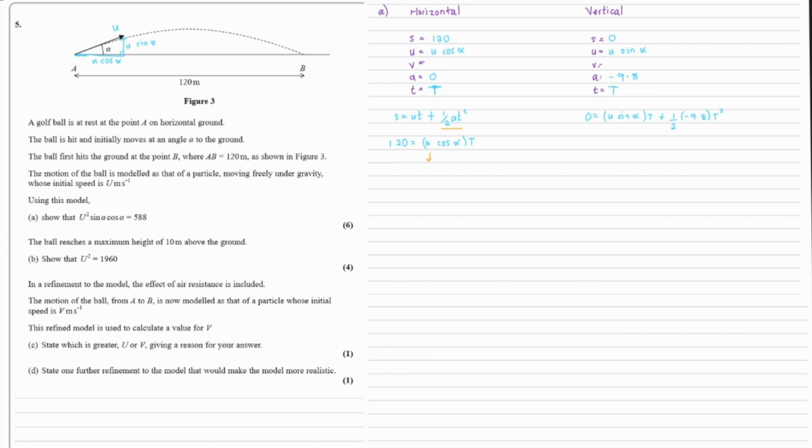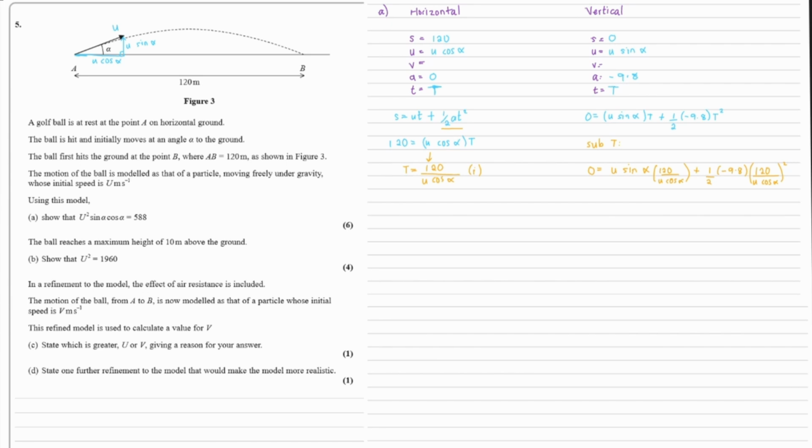Using the first equation that I've got, we can make T the subject by dividing both sides by u cosine alpha. So that makes T equal to 120 over u cosine alpha. We have now got an equation for our T, and we can substitute our T into the second equation that we have. So we can write this as 0 is equal to u sine alpha, and instead of T now, we can put 120 over u cosine alpha, plus a half times negative 9.8 and 120 over u cosine alpha, squared.